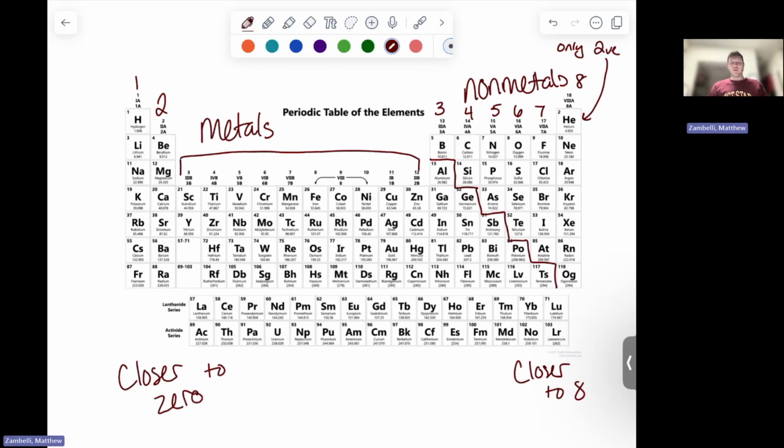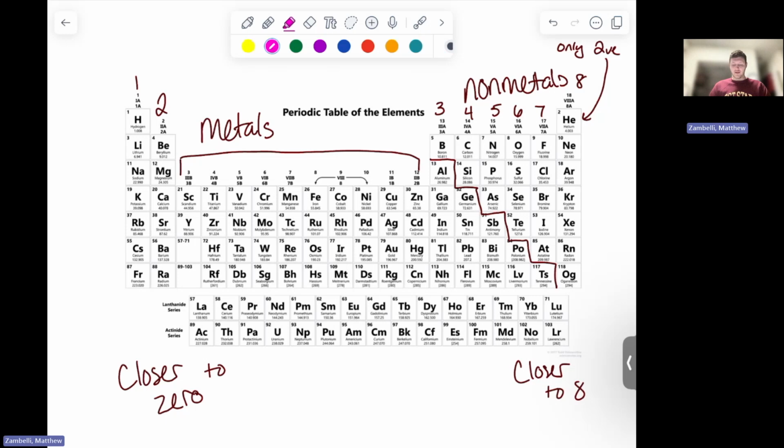Okay, so if we remember way back to reactivity, I know it's coming back, right? Elements that have fewer valence electrons are more reactive if they're a metal. Elements with more valence electrons are more reactive when they're a nonmetal. We can also talk about the atomic radius, remembering that the larger the atom is, if it's a metal, the more reactive it is. The smaller the nonmetal is, the more reactive it is.